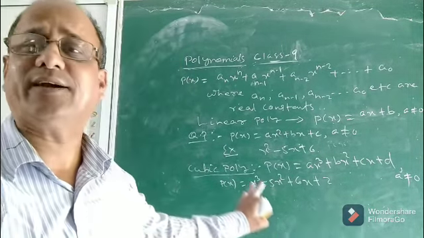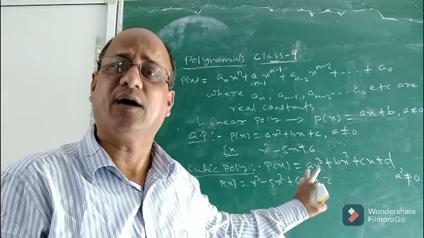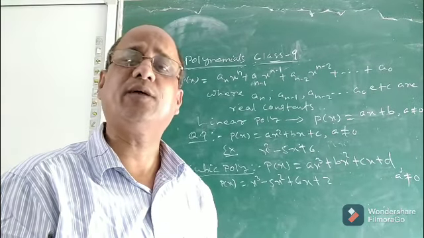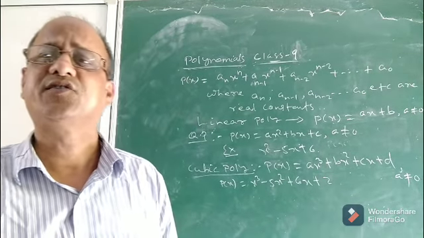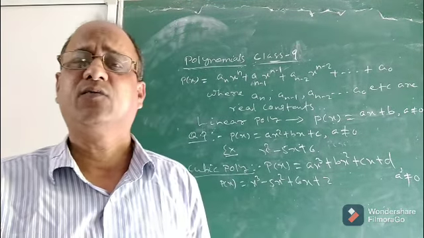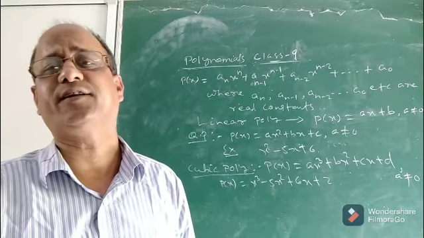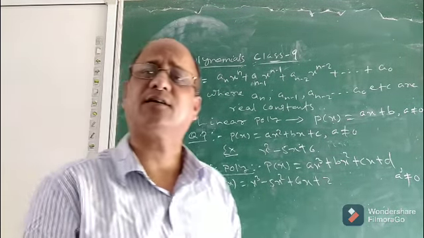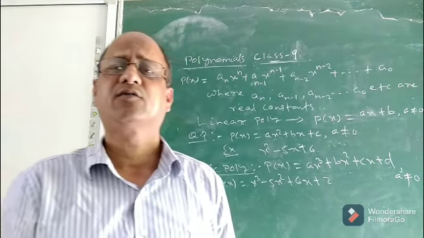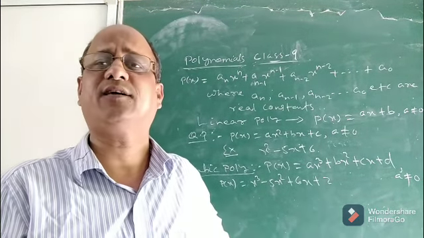So I hope whatever I discussed, you must have understood. We will discuss more about polynomials. So many things are there. We will discuss many more things. Zeros, it is not taught in class 8. What are zeros of a polynomial? How to find zeros of a polynomial? Different theorems are there: remainder theorem, factor theorem. So many theorems are there. So we will discuss all these things in the next class.